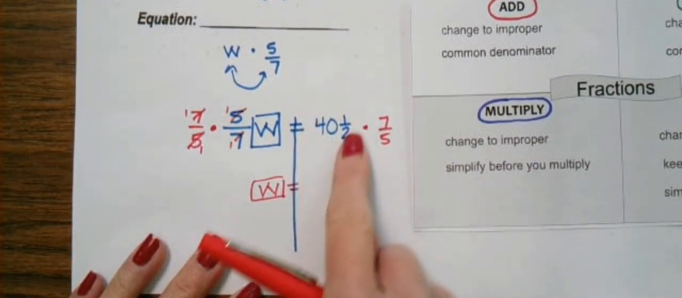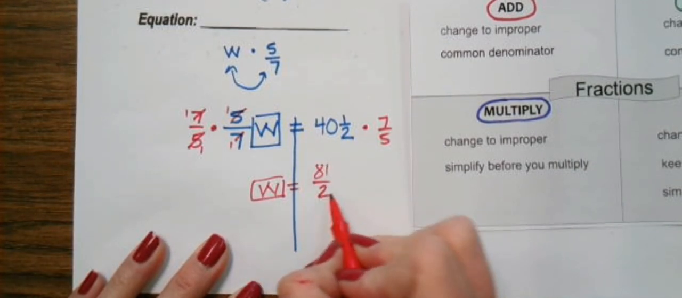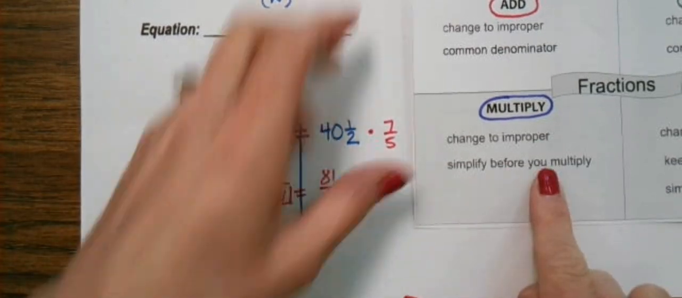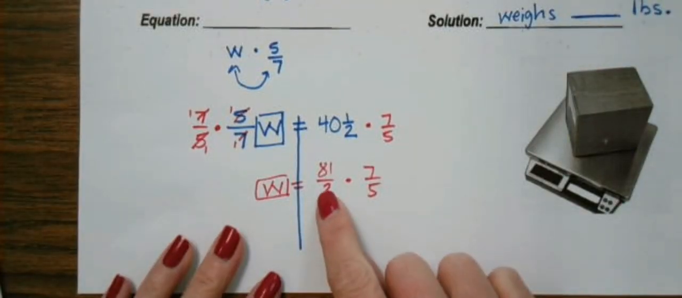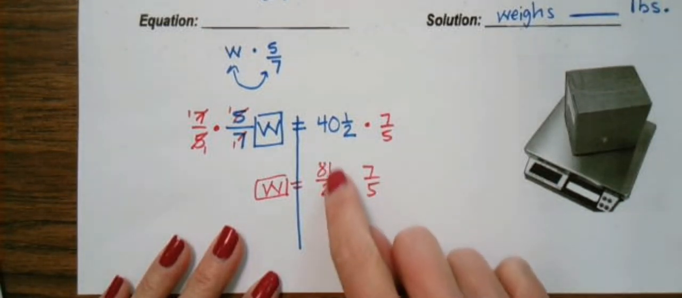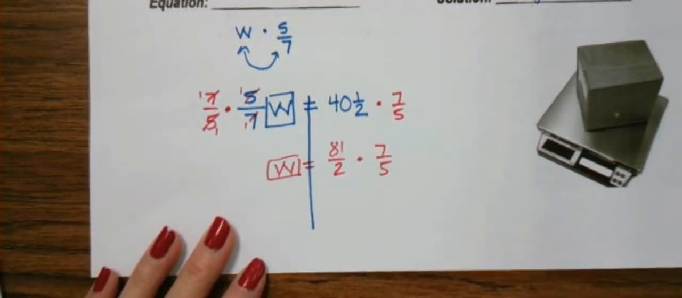So we have to change this one to improper. 2 times 40 is 80 plus 1 is 81 halves times 7 fifths. Then we check if we can simplify before we multiply. So let's look. 2 and 7, do they have a common factor? No. 81 and 5? No. How about 81 and 2? I look top and bottom. No. 7 and 5? No. There's no simplifying that I can do.